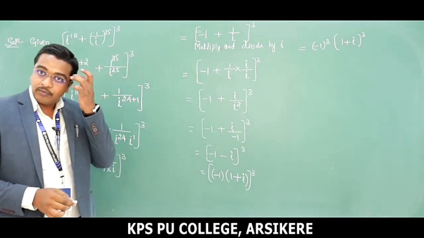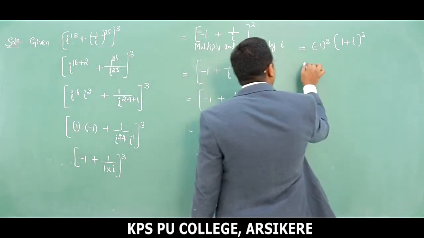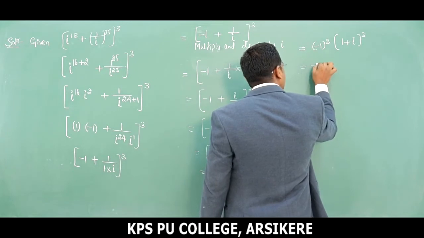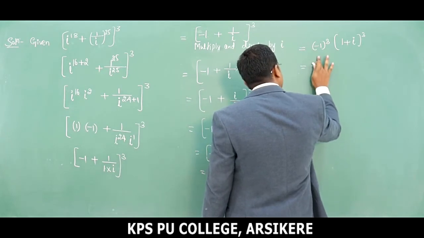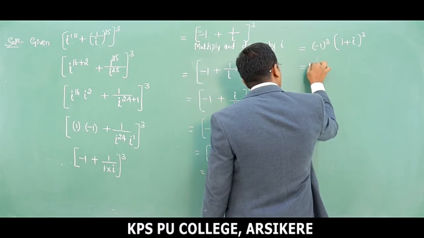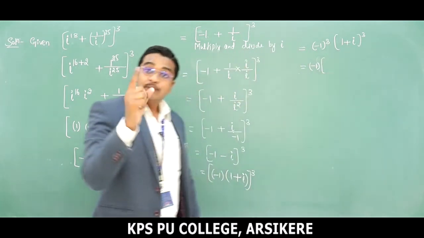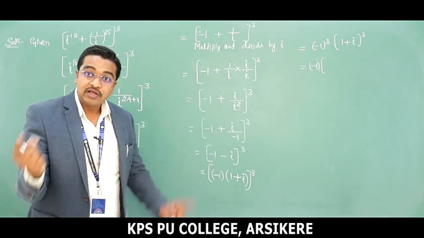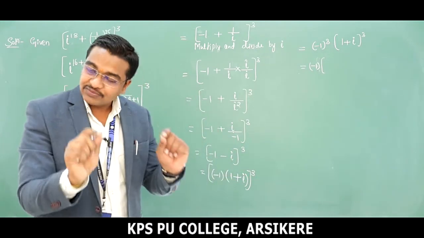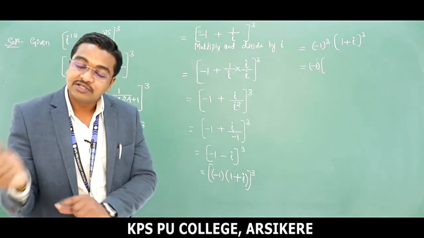1 plus i whole power 3. Minus 1 cube means minus 1 whole cube, which is minus 1 into minus 1 into minus 1. Minus 1 into minus 1 becomes plus 1. Again plus 1 into minus 1 becomes minus 1.